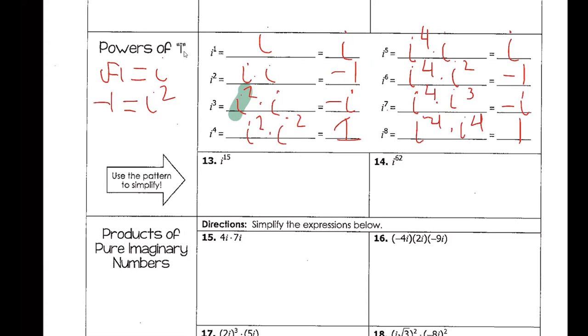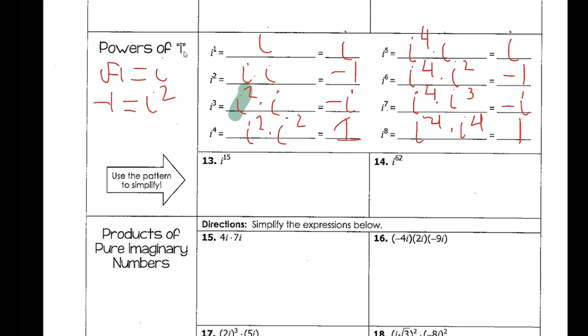But if you notice, these powers are the same. i to the first is the same as i to the fifth. i to the second is the same as i to the sixth. i to the third is the same as i to the seventh. i to the fourth is the same as i to the eighth. Basically, every four numbers it repeats. It follows like seasons. The first season is the same as the fifth season, the ninth season. The second season would be the same as the sixth season, and so on.